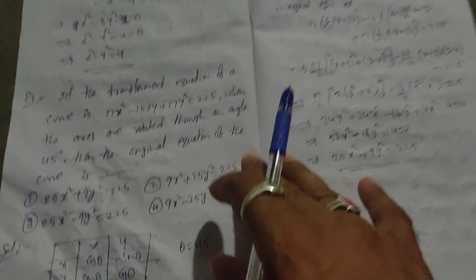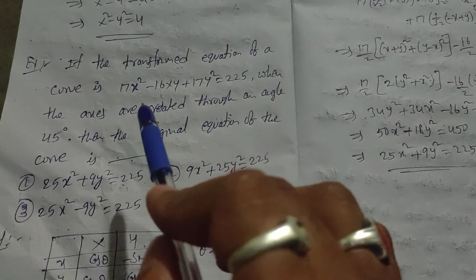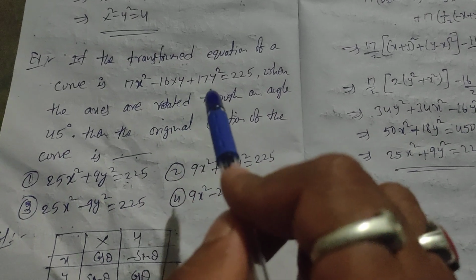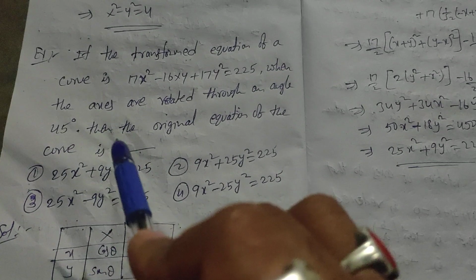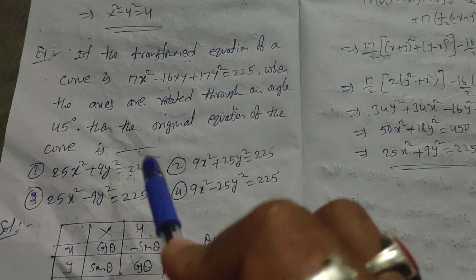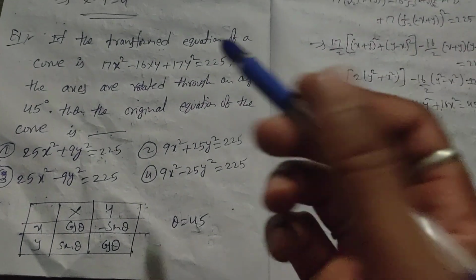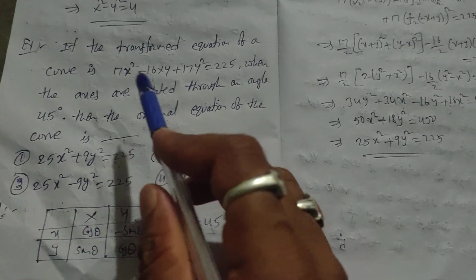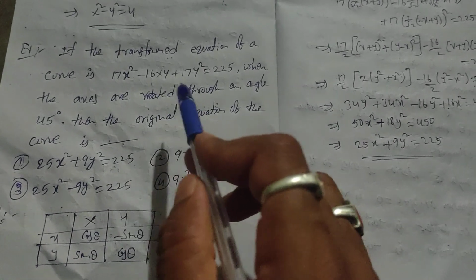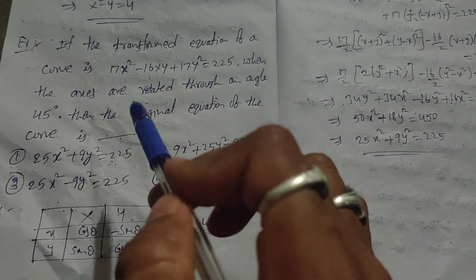Okay. Next problem is, if the transformed equation of a curve is 17x² − 16xy + 17y² = 225, when the axes are rotated through an angle 45 degrees, then the original equation of the curve is. Here it is asking to find the original equation. That means they have given the equation in terms of capital X, capital Y. That is important. So we have to find the capital X, capital Y values.